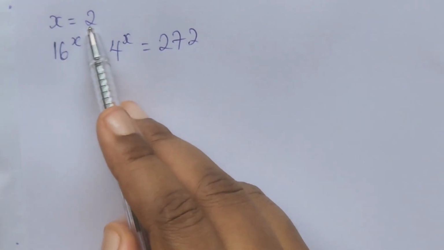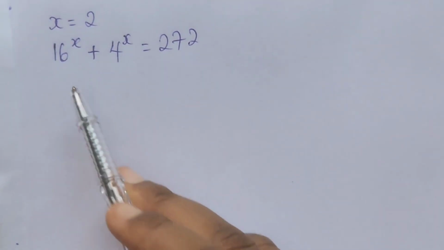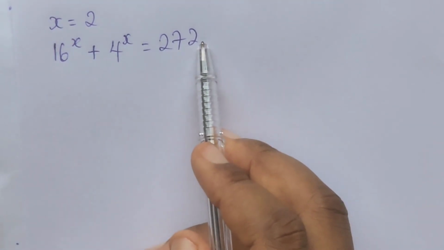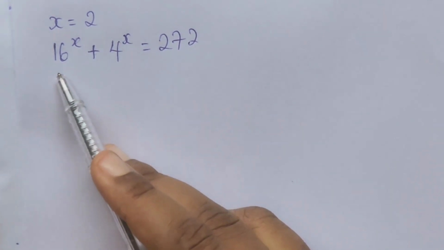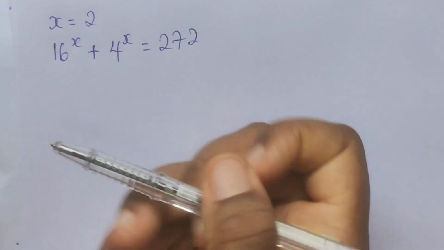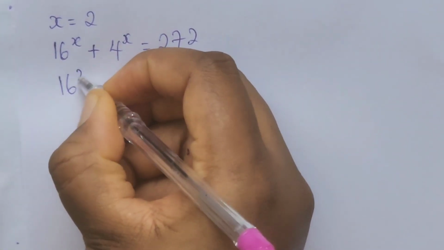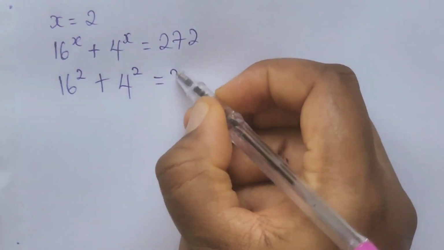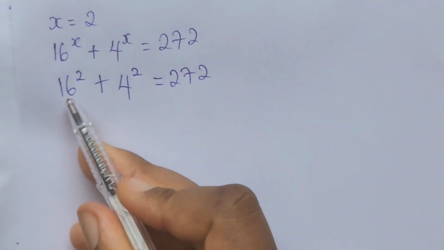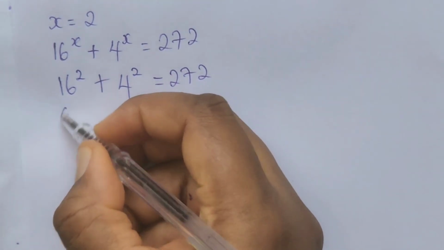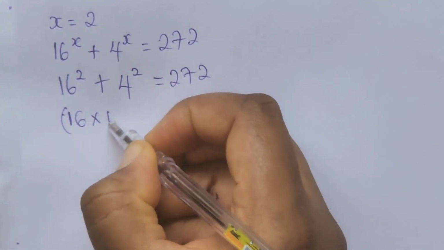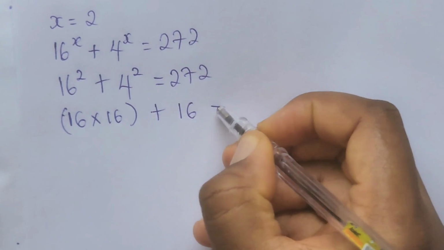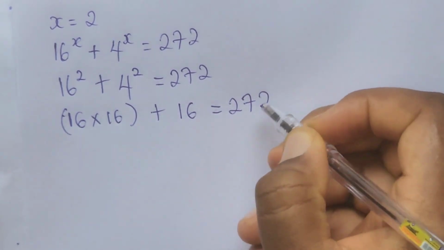So we have x to be equal to 2, but the question is 16 to the power of x plus 4 to the power of x is equal to 272. So we'll be imputing the value of x as 2 to have 16 to the power of 2 plus 4 to the power of 2 to be equal to 272. So 16 squared will give us 16 times 16 plus we have 4 to the power of 2, which is 16, is equal to 272.